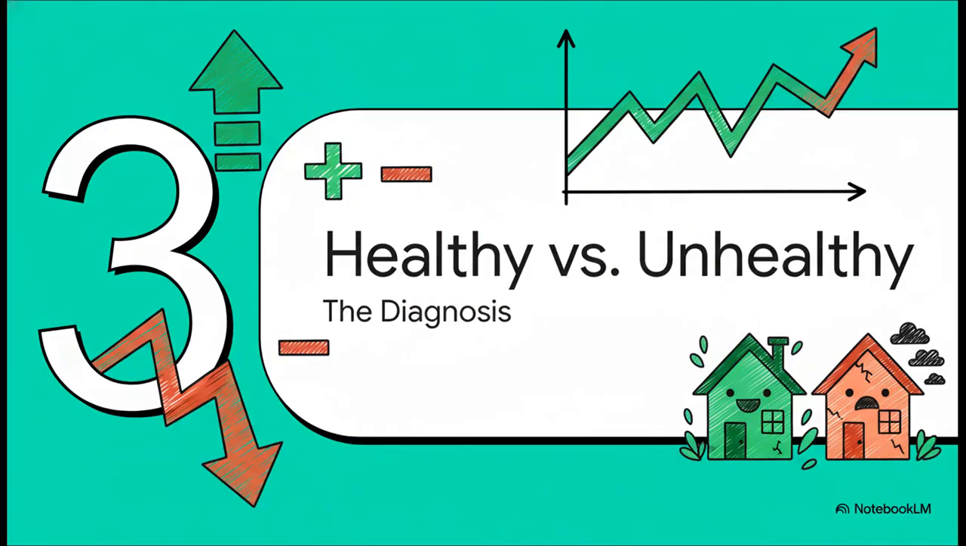Okay, for section 3, let's go from calculation to diagnosis. You've got the number. So what? What does it actually mean? Because here's the thing. Having a loss to lease isn't inherently good or bad. It's the size of the number, and more importantly, which way it's trending, that tells you if your property is healthy or showing signs of a serious illness.